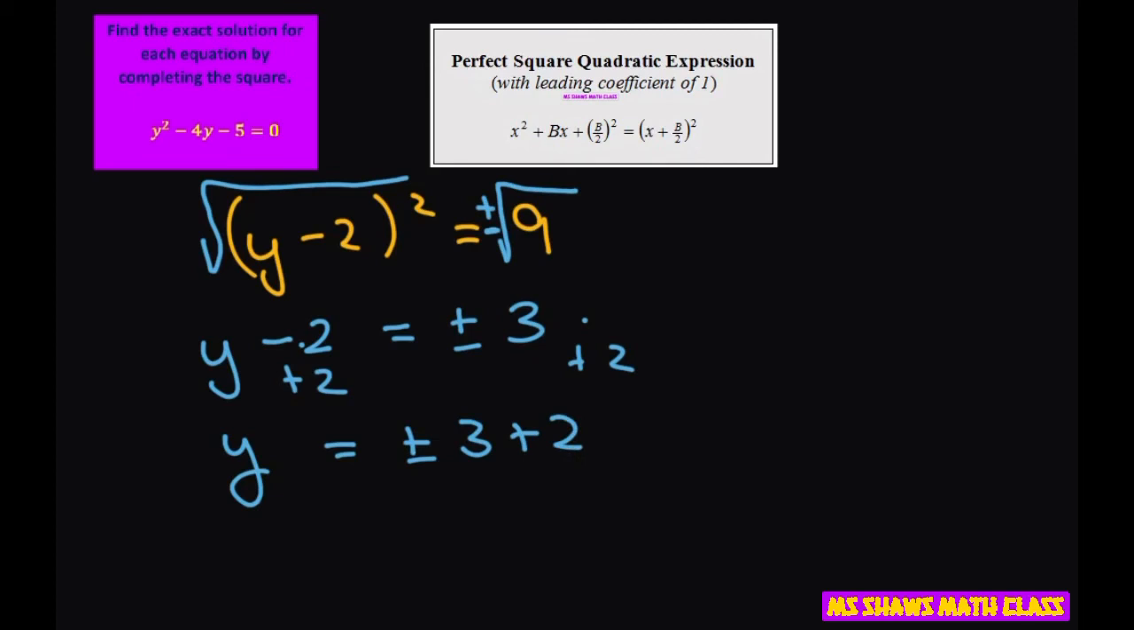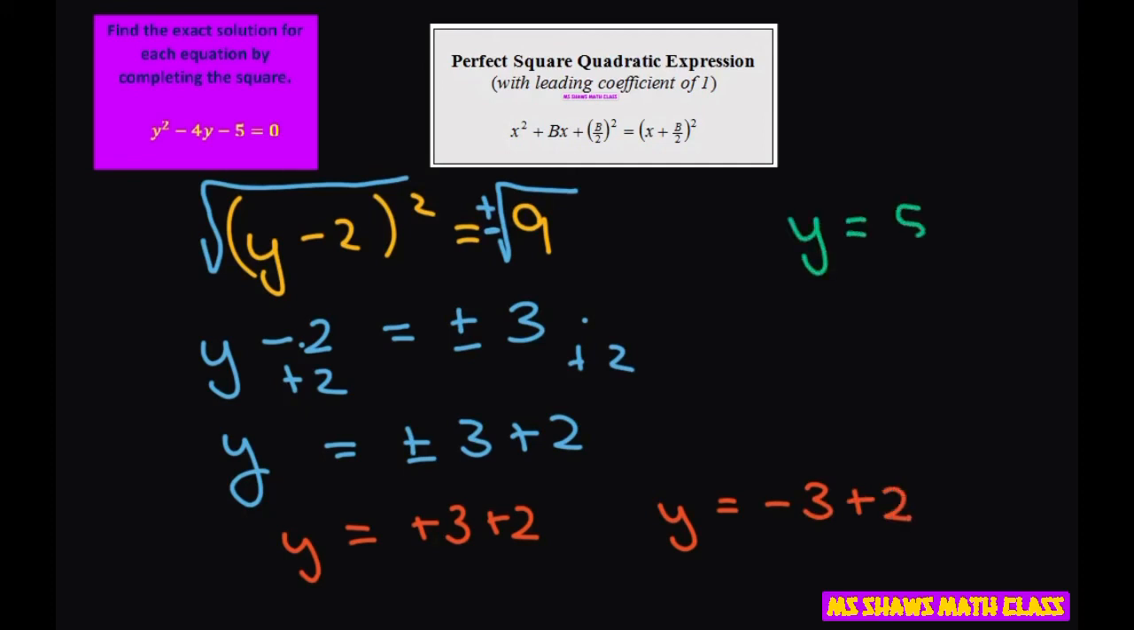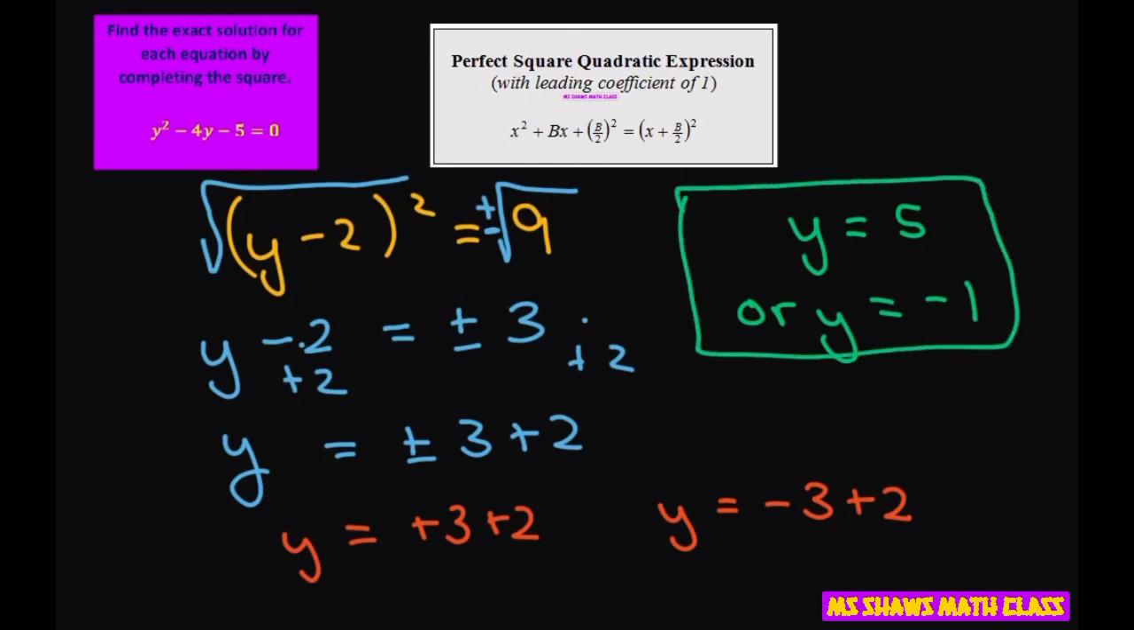So our solutions are y equals plus 3 plus 2, and y equals negative 3 plus 2. So our solutions are y equals 5 or y equals negative 1, which we already knew. But that's how you complete the square. Of course, factoring this was a lot easier, but there's many equations you can't factor, so you need this method.